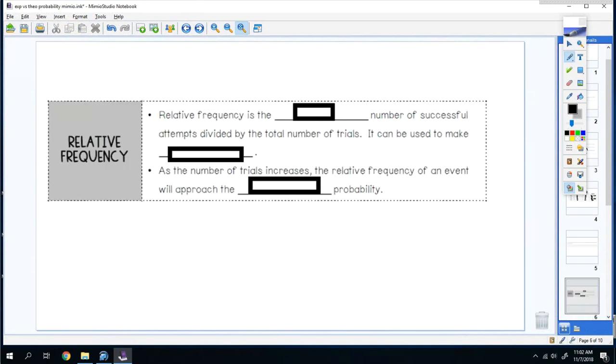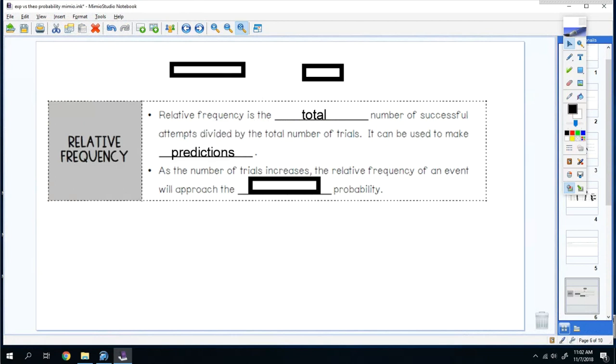So relative frequency is the total number of successful attempts divided by the total number of trials. It can be used to make predictions, and we'll talk more about predictions on Friday. As the number of trials increases, the relative frequency of an event will approach the theoretical probability.